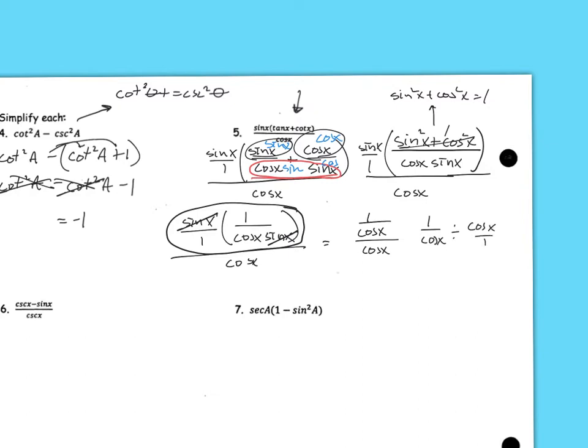When you divide fractions, you take the second one and flip it over. So I flipped this one over and made it 1 over cosine. Straight across the top is 1, straight across the bottom is cosine squared. And of course, you really don't want a fraction, you want a single word. 1 over cosine squared is secant squared.